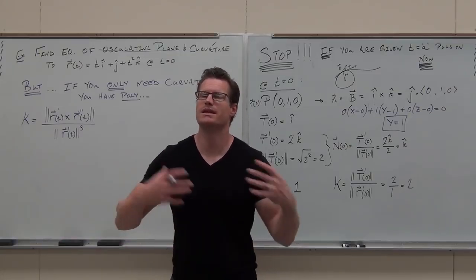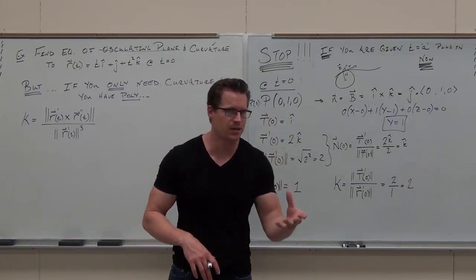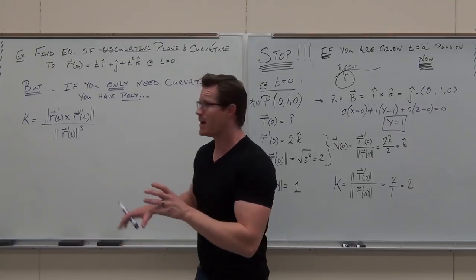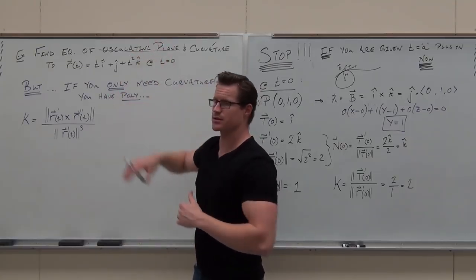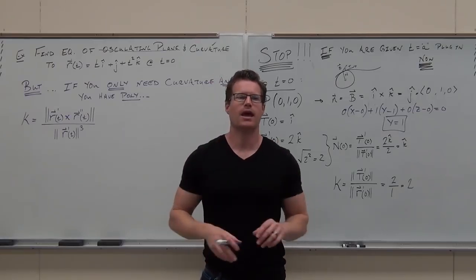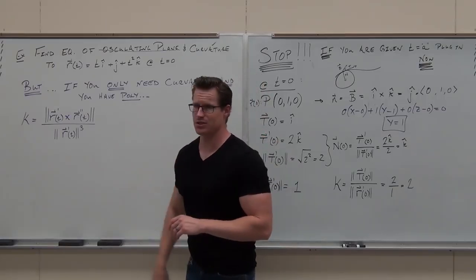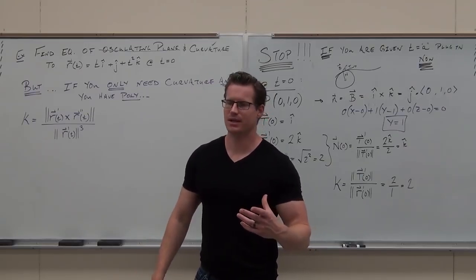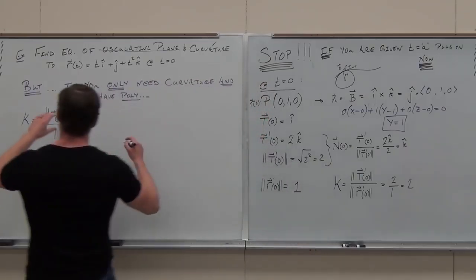because it won't give you the T and the N. It won't give you the B. It just gives you curvature. So if you need to find an osculating plane, don't do this. If you just want curvature and you have a polynomial, this is easier. It doesn't look easier, but it is easier. I'll show you. We'll go fast.